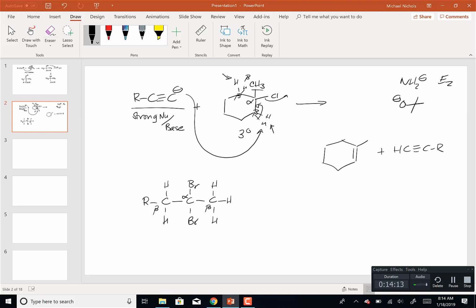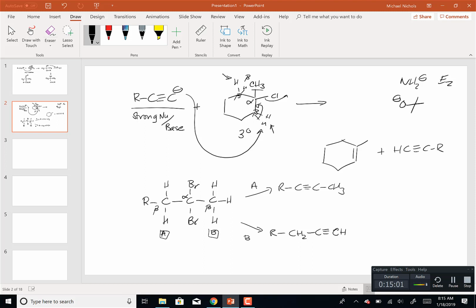So from this molecule, we could actually form the internal triple bond, or we could form the terminal one, depending on whether we wanted to deprotonate hydrogens A or hydrogens B. If we deprotonate the 2 hydrogens A, we're going to get the triple bond in an internal position. If we deprotonate the 2 hydrogens here at the B position, we're going to get the terminal one. So this is going to depend on our choice of base.